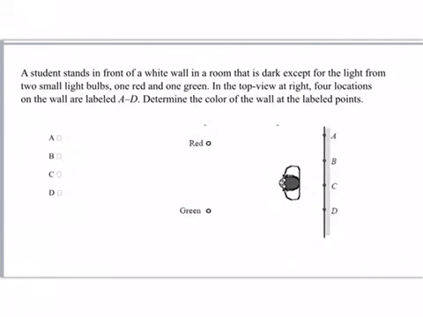A student stands in front of a white wall in a room that's dark except for the light from two small light bulbs, one red and the other green. In the top view at right, 4 locations A to D are labeled. Determine the color of the wall at the labeled points. Now we are going to think of the man as an opaque object, so take two limiting rays from the side of the student and do the same for the green light.